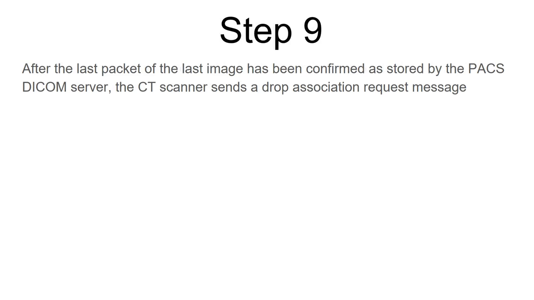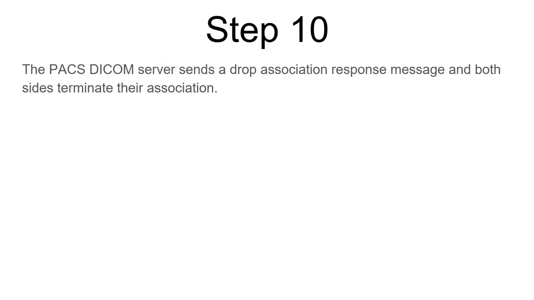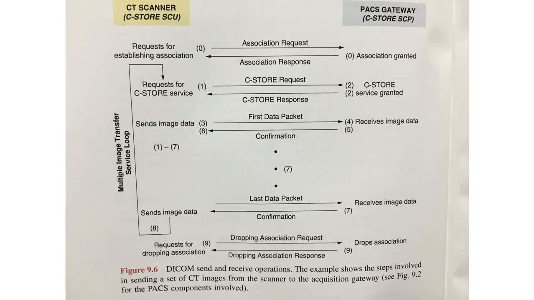And then there's step 9. After the last packet of the last image has been confirmed as stored by PACS, the CT scanner sends a drop association request. PACS sends back a drop association response, and then the association is terminated. All right, so here's step 10. The drop association message goes out, both sides terminate. This is a visual representation of that whole process, the image transfer service loop.